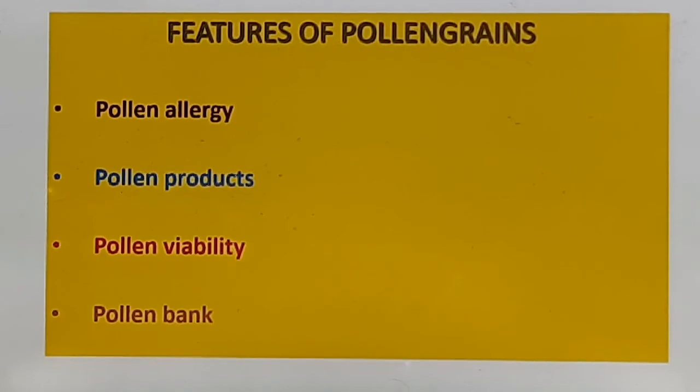Pollen grains can be stored in a pollen bank. The pollen grains of a large number of species can be stored for years in liquid nitrogen, that is minus 196 degrees Celsius. This is called pollen bank.